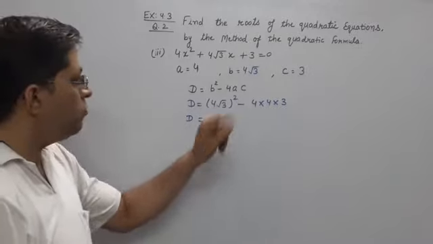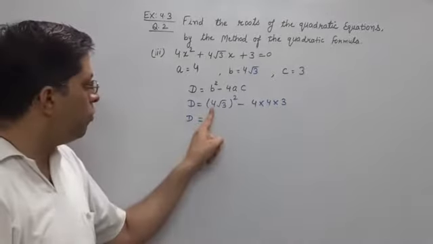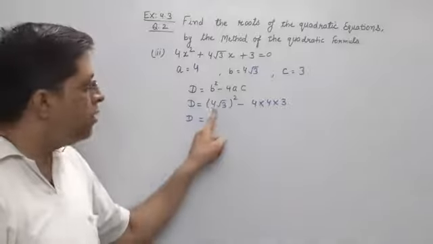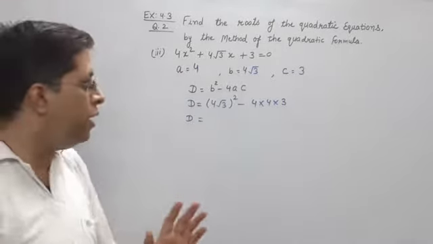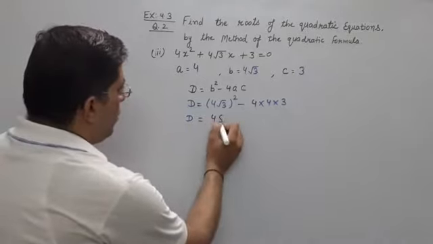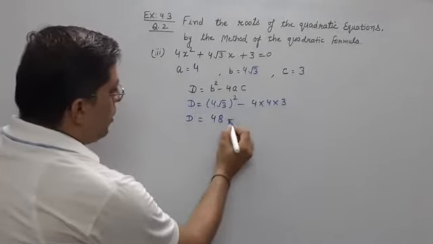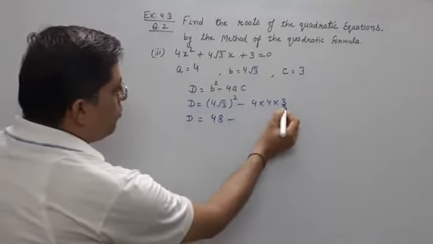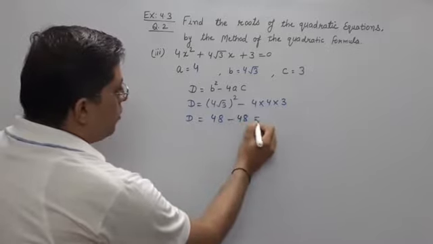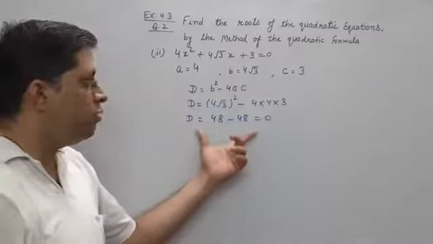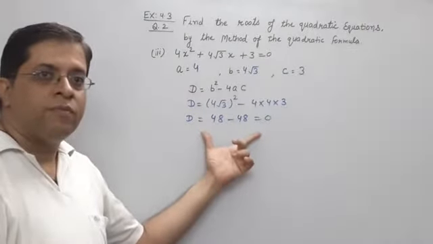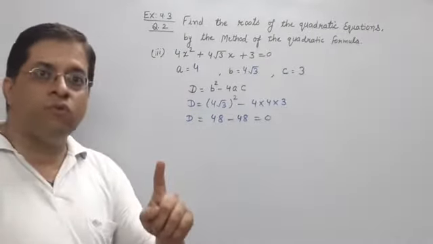4 root 3 square means 4 into 4 is 16, and root 3 square is 3. 16 3s are 48. Here is the minus sign: 4 4s are 16, 16 3s are 48. D is equal to 0 is coming. And D equal to 0 shows what? It shows the nature of roots.